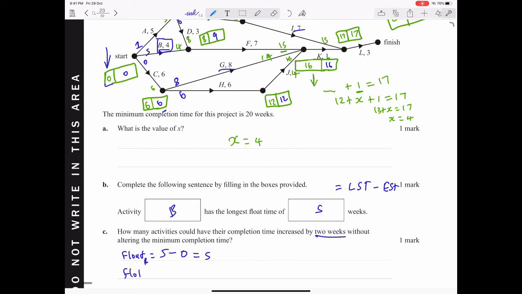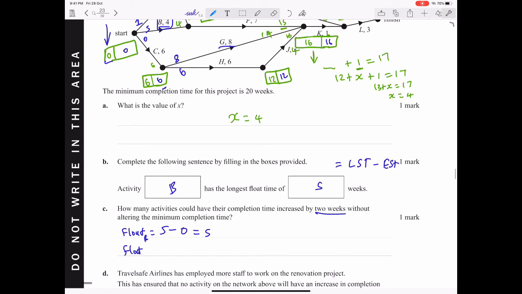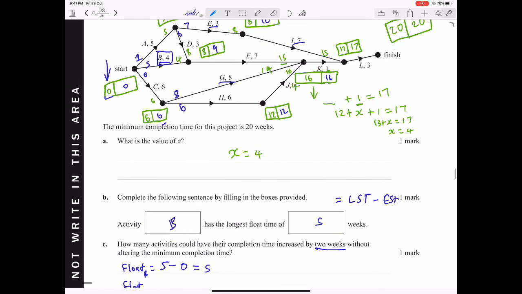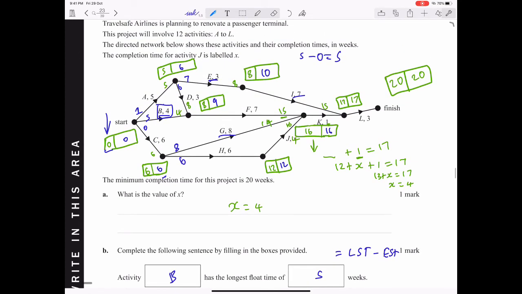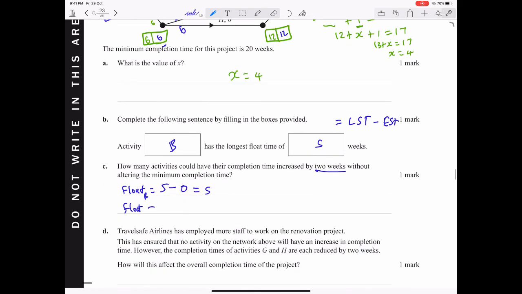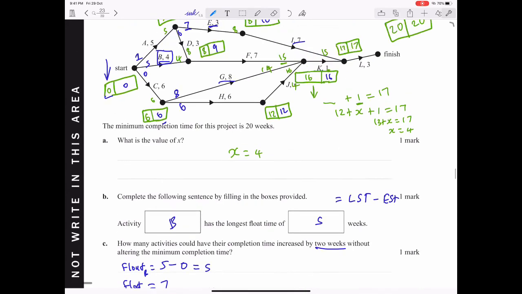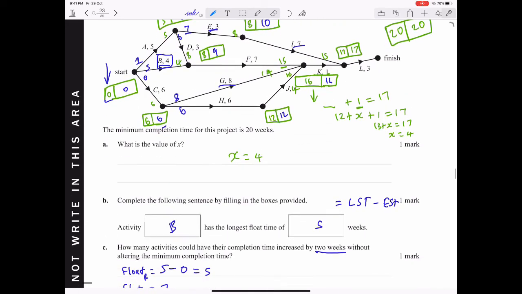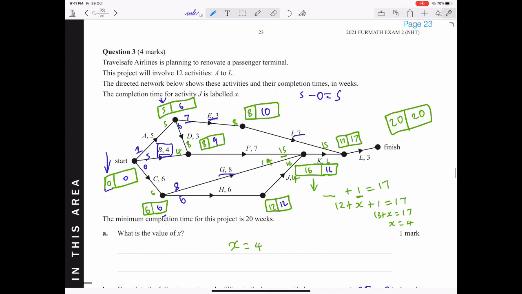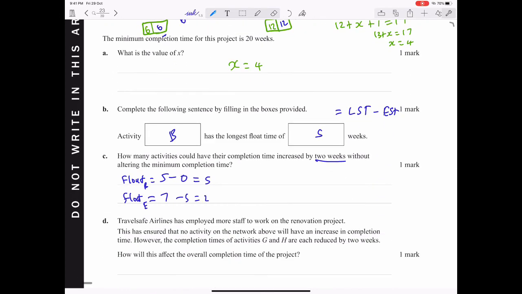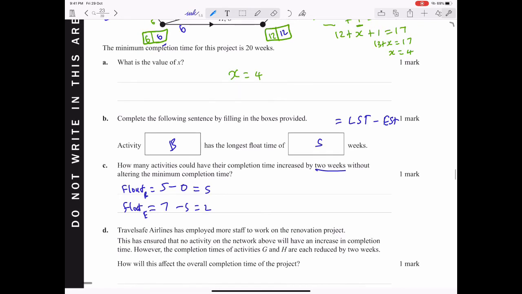Another activity that has a float time greater than 2 is activity E. As we can see, the latest start time is 7, so the float time for E would be equal to 7 minus the earliest start time of E, which is 5. So 7 minus 5 gives us a float time of 2 weeks. So therefore it can also have its time increased by 2 weeks without affecting the completion time of the project.